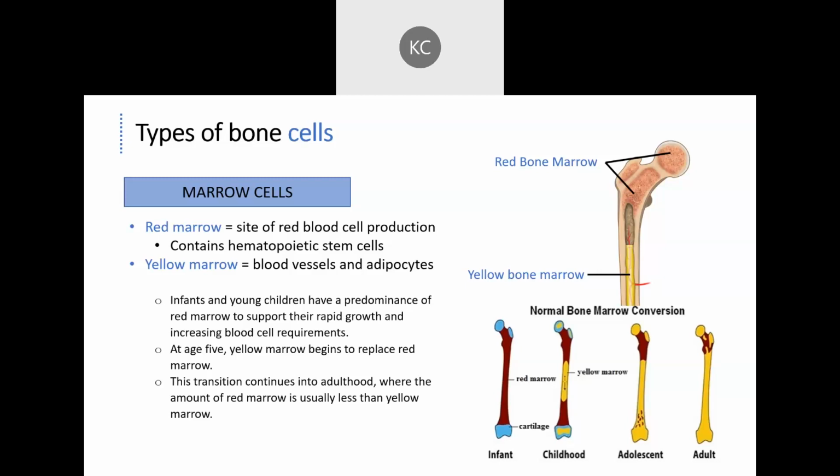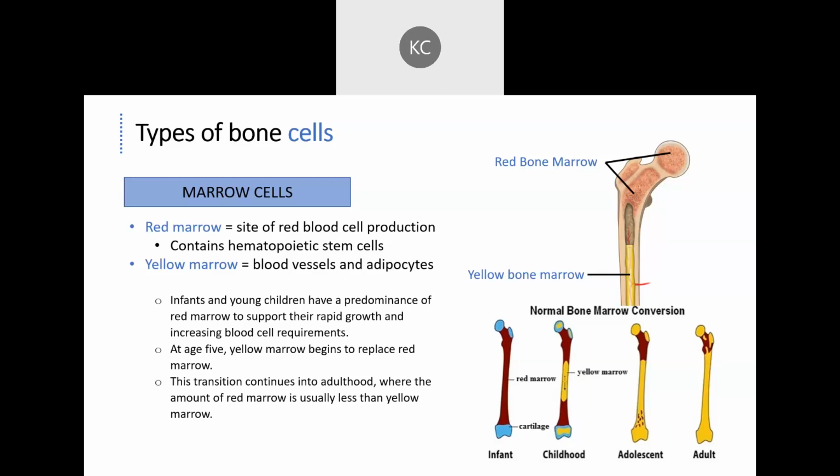And this is because when we're young and we're actively growing, we have increased blood cell requirements because we're producing lots and lots of blood. So it makes sense that we would have more red marrow there as opposed to yellow bone marrow. Now, as we get older, as we progress into childhood, adolescence, and then ultimately adulthood, we slowly begin replacing the red marrow with yellow bone marrow.